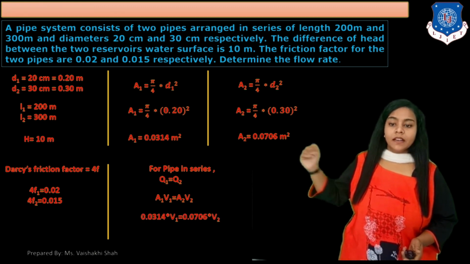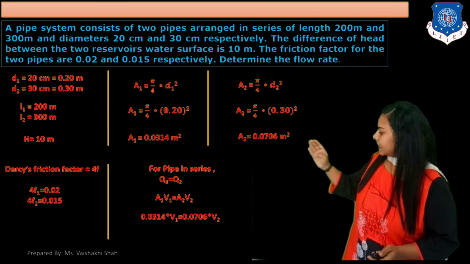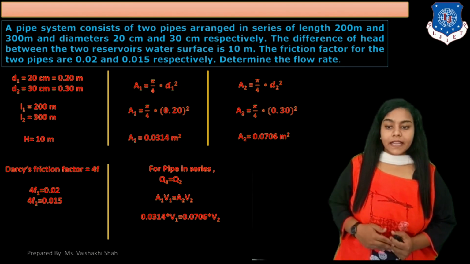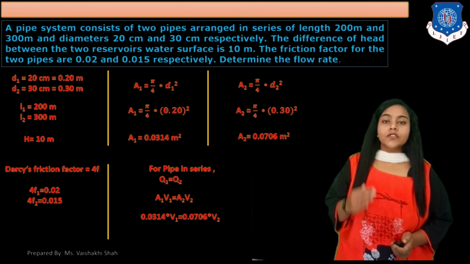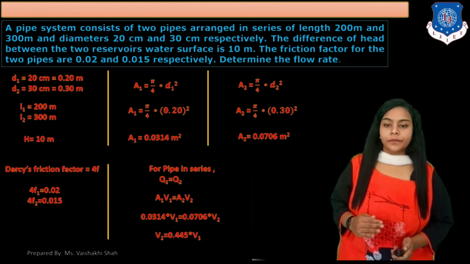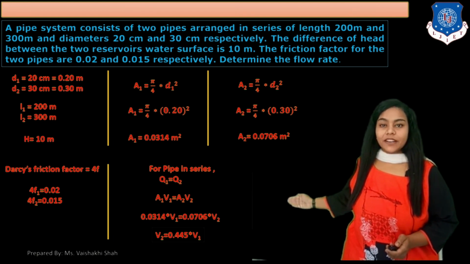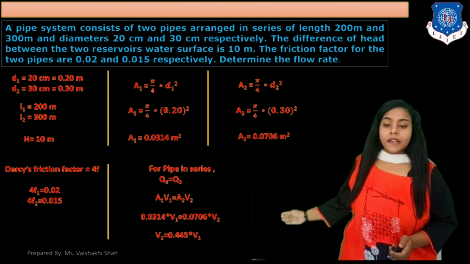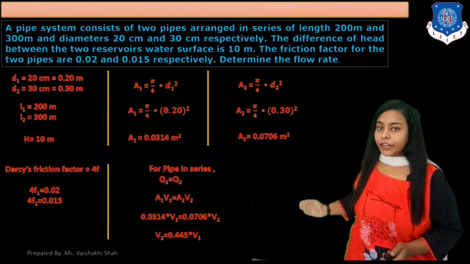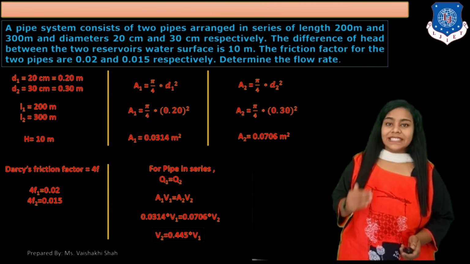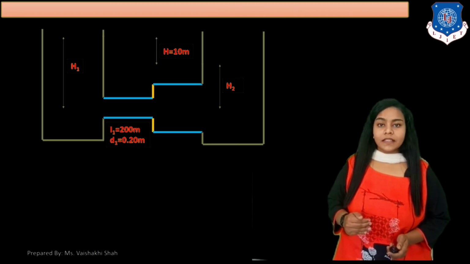Okay. Here we know the values of A1 and A2. So place the values of A1 and A2 in this equation. So you get 0.0314 into V1 equals 0.0706 into V2. By making V2 the subject, you get V2 equals 0.445 into V1. This is the answer for V2 here. Clear? Now in this data we have to find out the flow rate. So continue in this derivation.